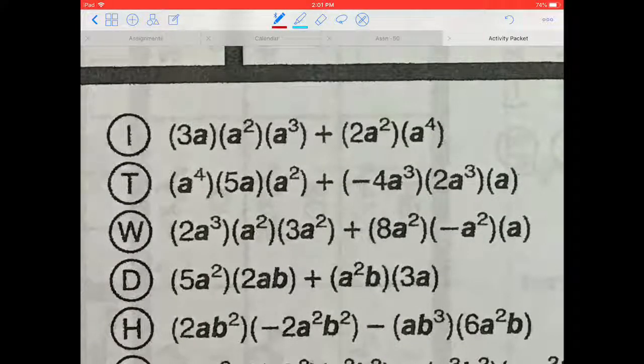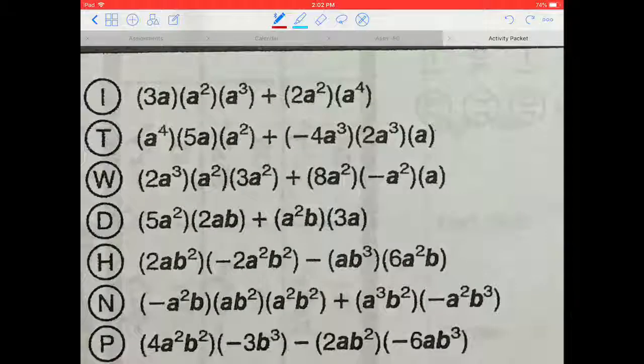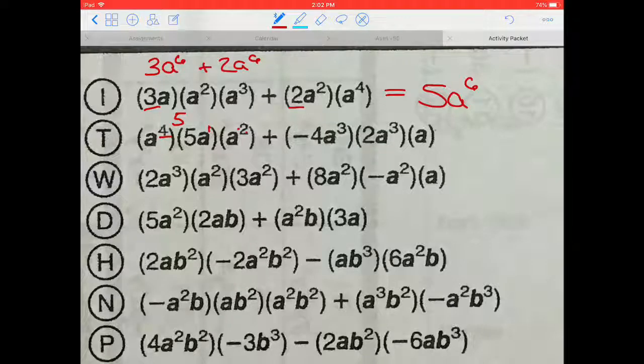For the bottom half, you're multiplying and adding for all of these. There's multiplication in each problem, but then in the middle, there's either a plus sign or a minus sign. So I'm actually going to work above each problem to figure this out. So 3 for the a's, 1 and 2 is 3, another 3 is 6, a to the 6th, plus 2, a to the 6th. So this is 5a to the 6th power. Next one, 5, let's see, a, we have 4 and 1 is 5, 6, 7.